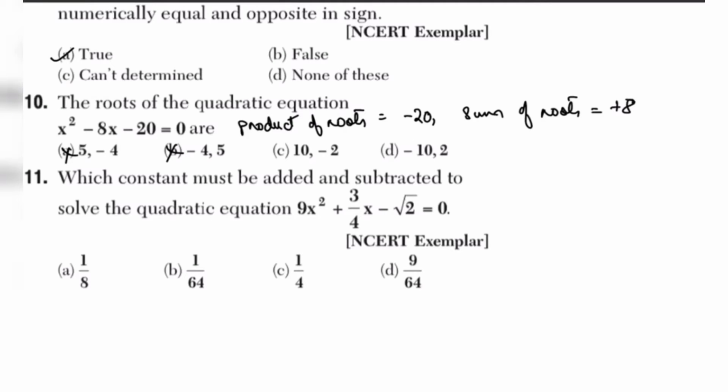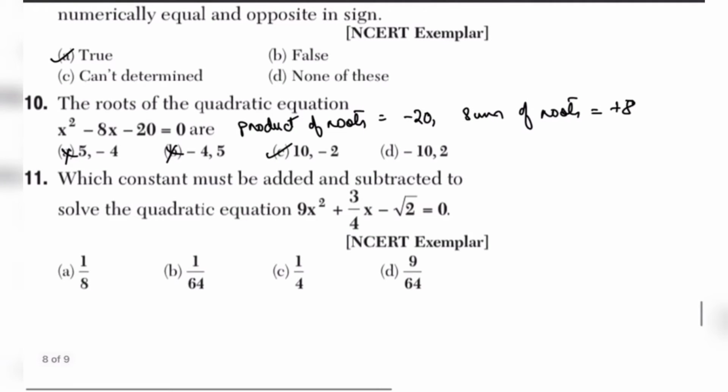So product of roots is minus 20: 10 into minus 2, minus 10 times 2, both are minus 20. So where is the sum of roots plus 8? Here, 10 minus 2. See, here it is minus 8, so it does not work.